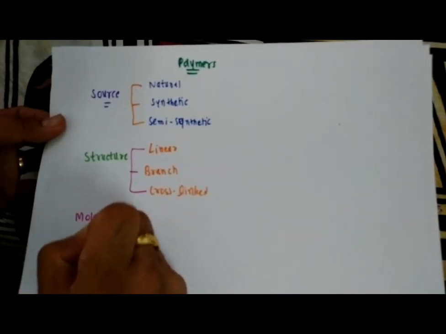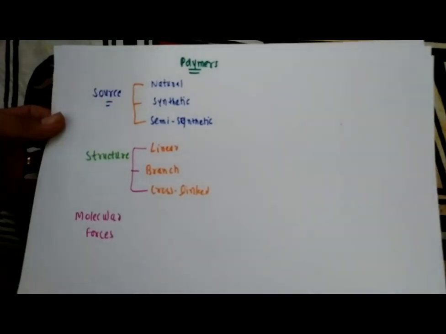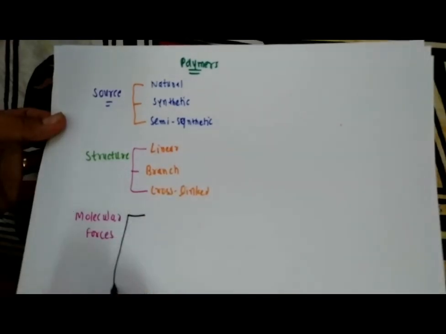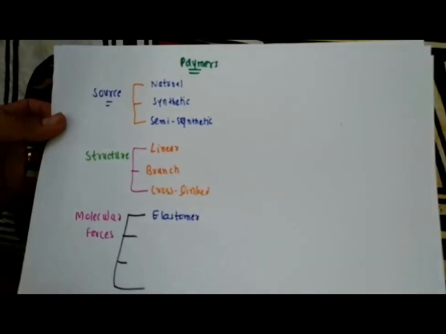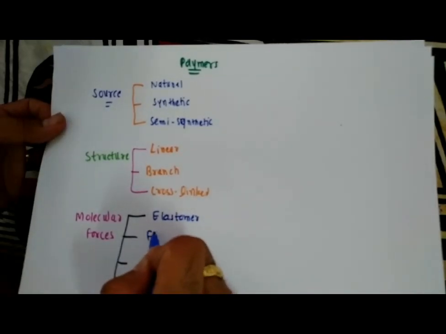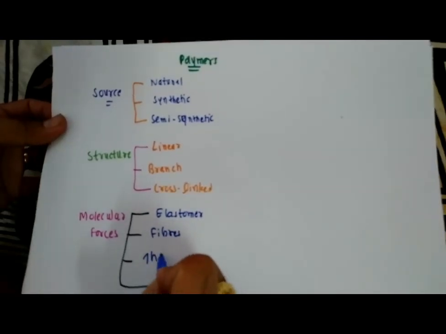Based on molecular forces, polymers are classified in four categories. First is elastomer. Second is fibers. Third is thermoplastic. And fourth is thermosetting plastic.